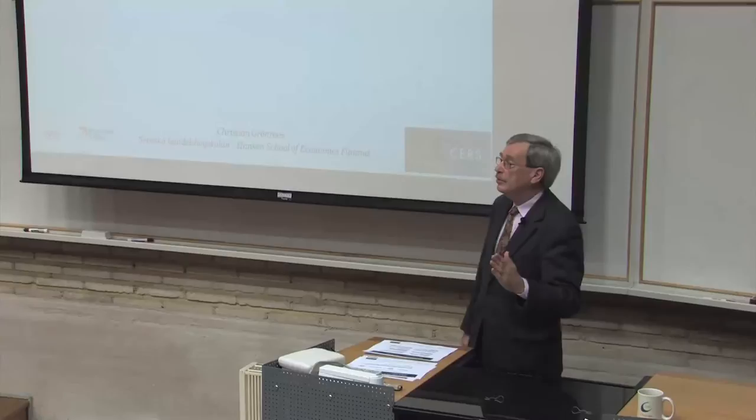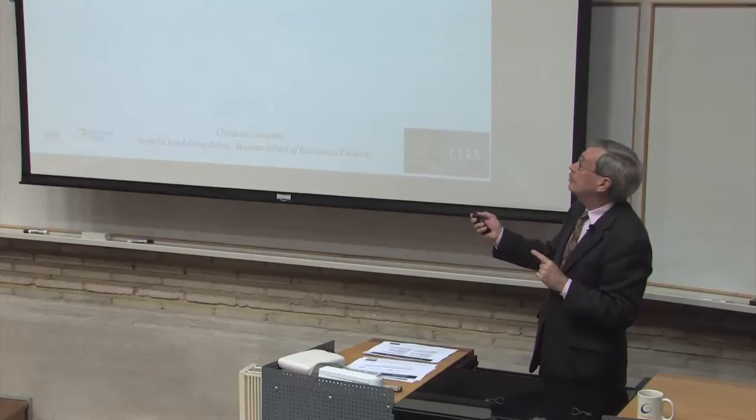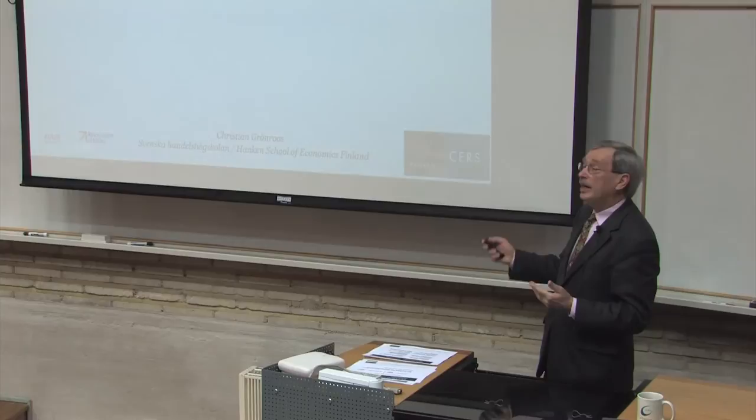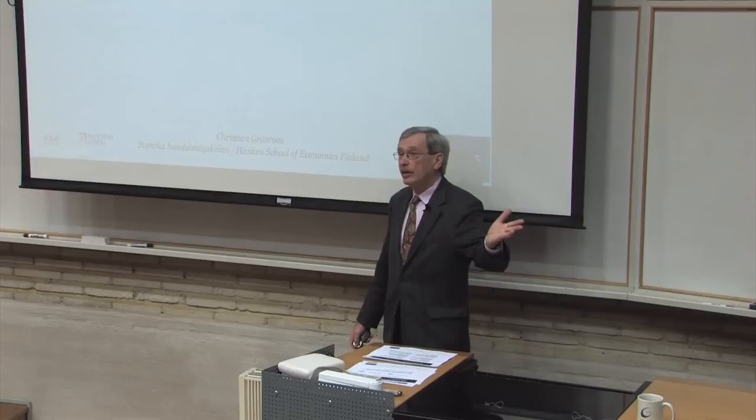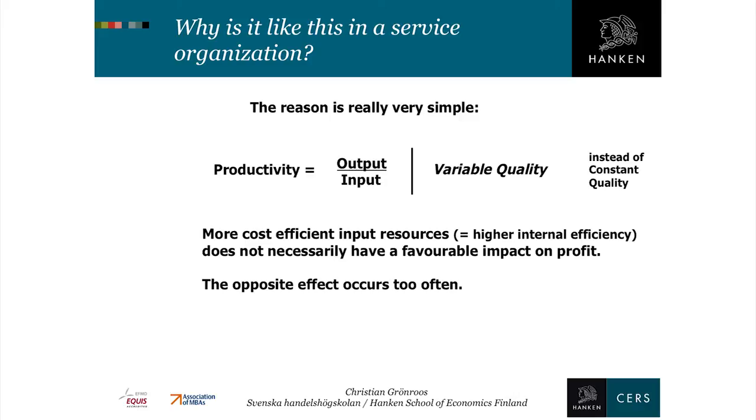instead of constant quality. And this tells us that we cannot manage the input part separately from the output part. In traditional productivity, we say output is okay, we'll produce the same quality, and sales and marketing, traditional marketing, will take care of revenues. And that doesn't work in a service organization. Because more cost-efficient input resources isn't necessarily something that customers appreciate and are prepared to pay money for. And therefore, it doesn't necessarily have a positive impact on profit. It's more the rule than not that it will have a negative impact on profit if we do not take into account the variable quality assumption that we have here.